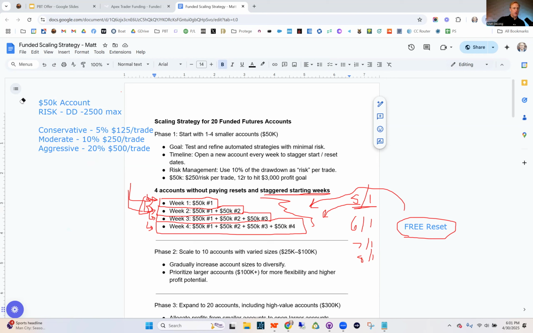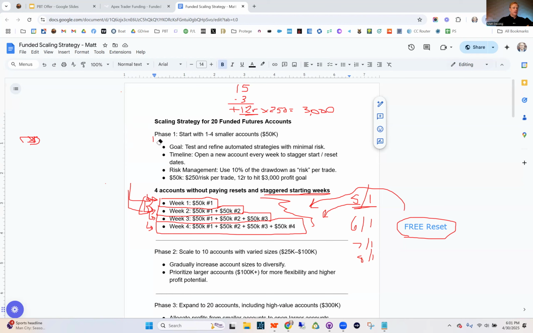Whereas moderate, which we highly recommend, is 10% of your risk. At 10% risk, you only need 12 winning trades, not 12 in a row, a net of 12. So maybe that means 15 winning trades and 3 losing trades for a net positive of 12 winning trades, or you could say 12R. 12 times my $250 is my $3,000 goal. Now, we have people who've got that done in a day. We've had people where it's taken months. We have everything in between.